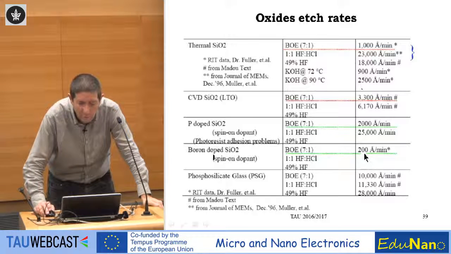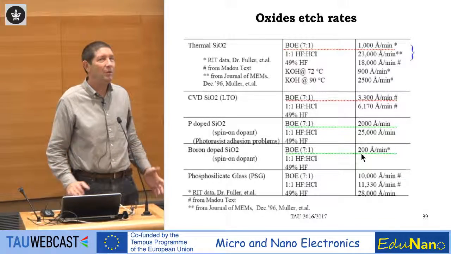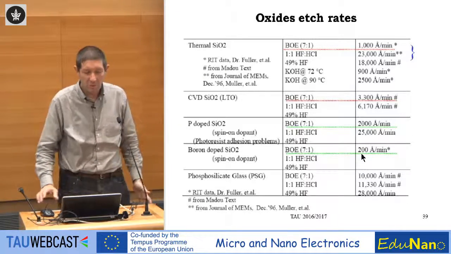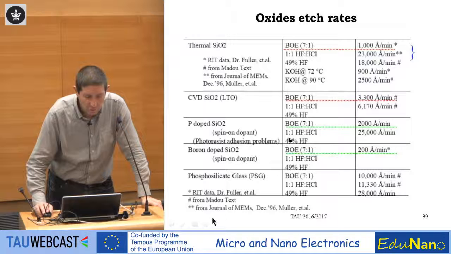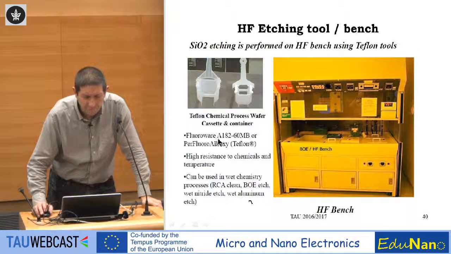Boron doped glass, the etch rate with BOE 7 to 1 is 200 angstrom per minute. So practically, you can tailor a huge range of etchants, and a huge range of etch rates, depending on your substrate and the composition. I took this from the book by Madhu on processes.